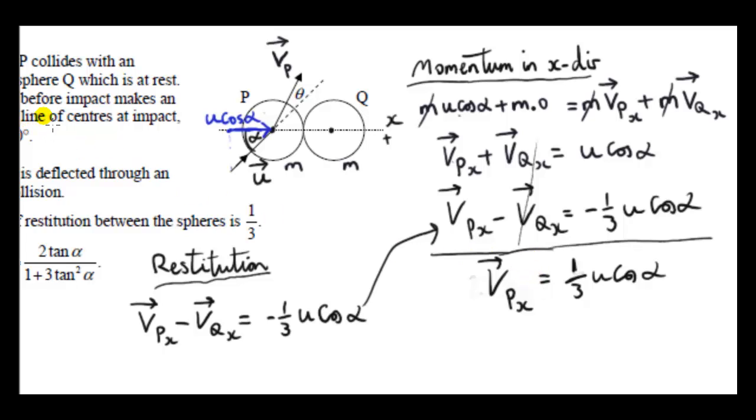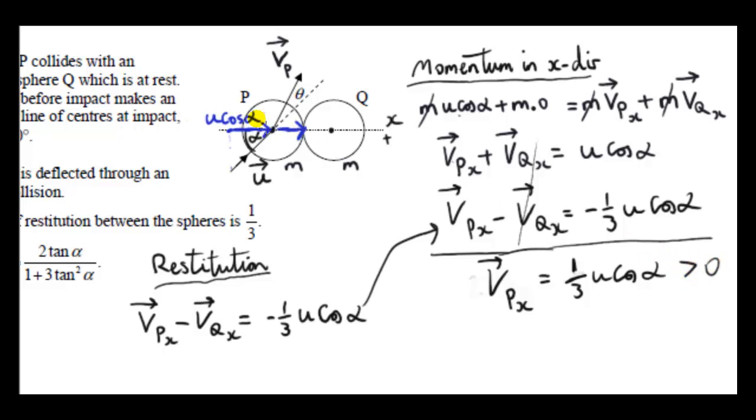Okay, so let's indicate the x component of vp. Notice that it's positive. That means it's pointing to the right. Okay, u is a speed, it's a magnitude. U is positive. Alpha is an acute angle, so the cos of an acute angle is positive. So this thing is positive.